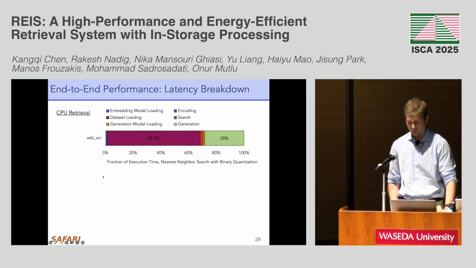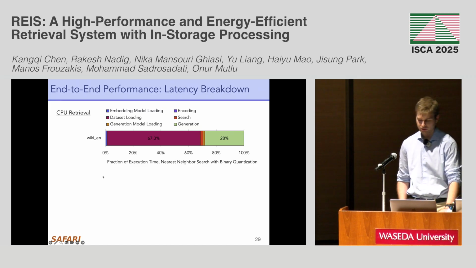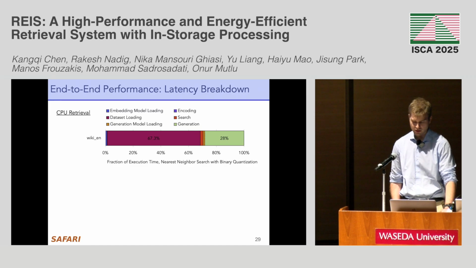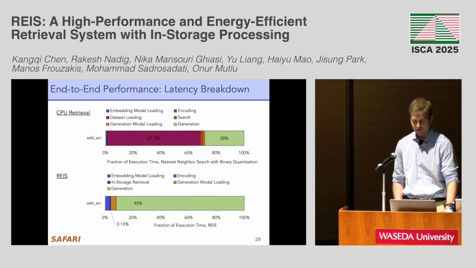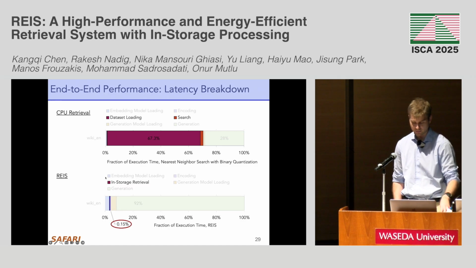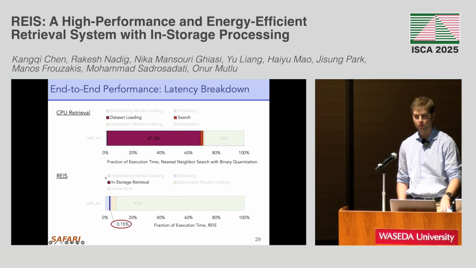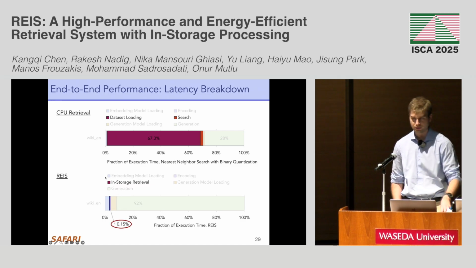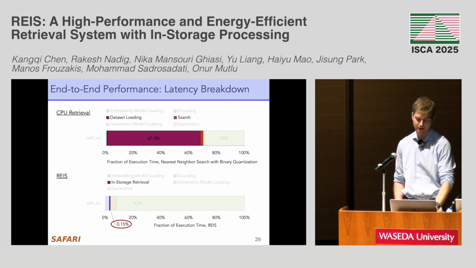Let's now move on to the evaluation of the end-to-end performance. We repeat the latency breakdown experiment from the motivation section, this time also performing document retrieval with REIS. As can be seen from the plot, the once almost 70% of latency stemming from the dataset loading and search is now combined into a single in-storage retrieval step that comprises just 0.15% of the total latency. We thus conclude that REIS eliminates the data movement overheads from the RAG pipeline.